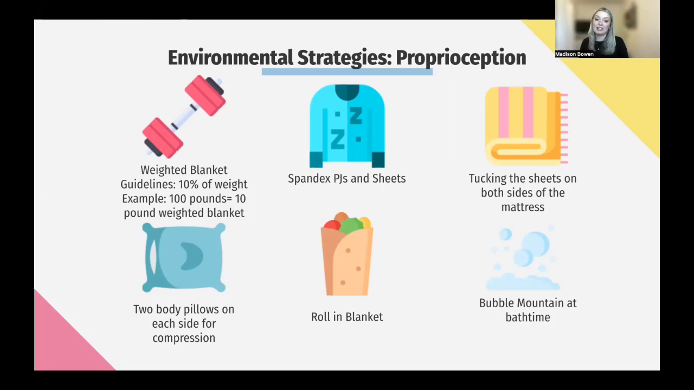You can use spandex PJs and sheets, tucking the sheets in on both sides of the mattress so that when they roll, they're getting input. Again, 2 body pillows on each side for compression. Roll in a blanket. So this is rolling the child up like a burrito. And again, getting that deep pressure input, and bubble mountain at bath time. So again, you have a bubble mountain, you have them blowing out the bubbles.